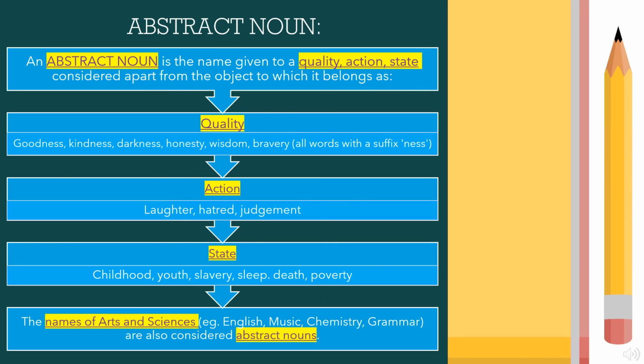Next is action. Laughter, hatred, judgment, all these fall under action. State. Childhood, youth, slavery, sleep, death, poverty, all this falls under state. The names of arts and sciences, English, music, grammar, chemistry, all are also considered abstract nouns.